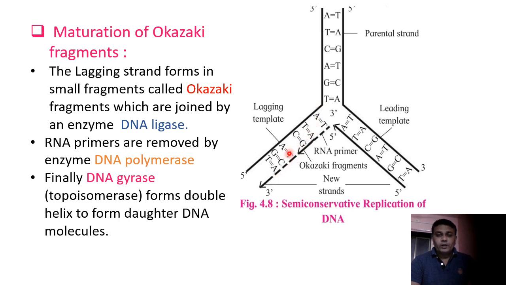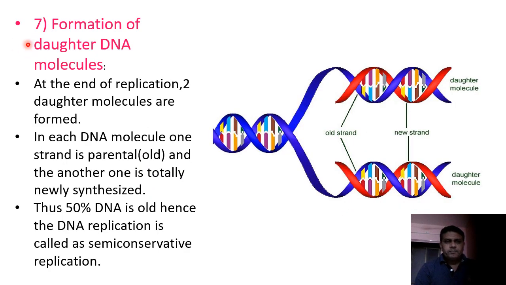So double helical daughter DNA molecules. In all, two daughter DNA molecules are produced from the parental DNA molecule. The last step in the process of DNA replication is the formation of daughter DNA molecules. So at the end of the process of replication, two daughter DNA molecules are formed. Here we can see that two new daughter DNA molecules are being produced.